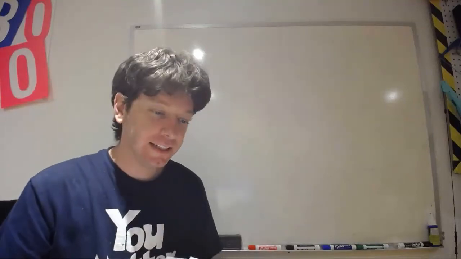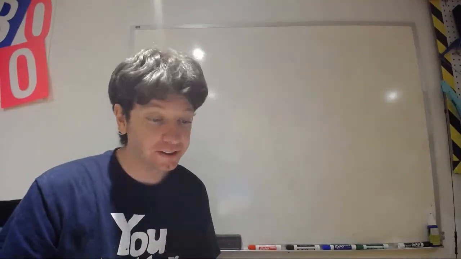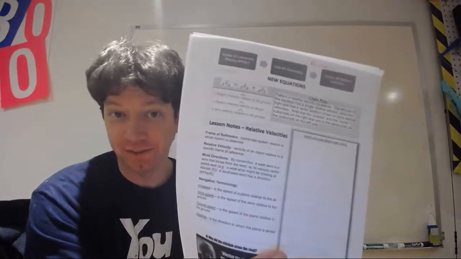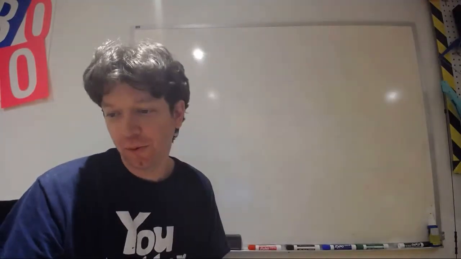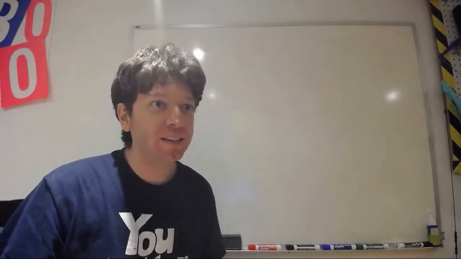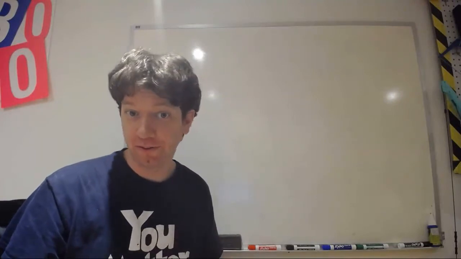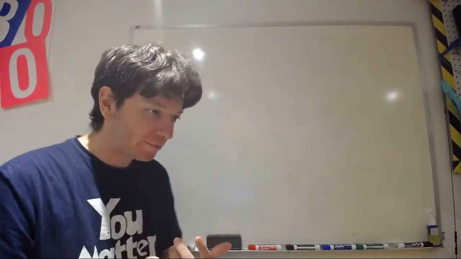All right, so today's lesson is still Unit 1, Chapter 1, Kinematics, Lesson 8 on relative velocities. So what is a relative velocity? A relative velocity is simply a velocity measured from someone's point of view. So what do I mean by that?